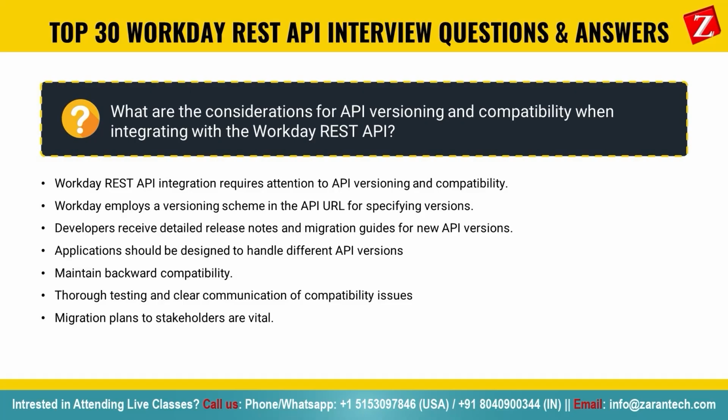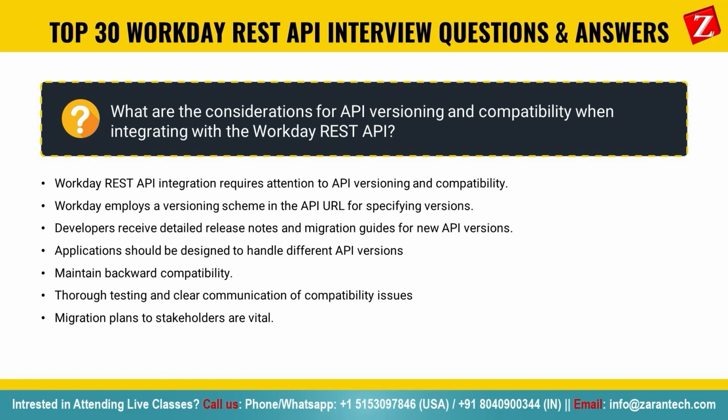Clear communication of compatibility issues is also critical. Developers should document any known compatibility constraints and communicate them to stakeholders to manage expectations. Lastly, having migration plans in place is vital. This involves outlining a structured approach for migrating from older to newer API versions, including timelines and rollback procedures if needed.